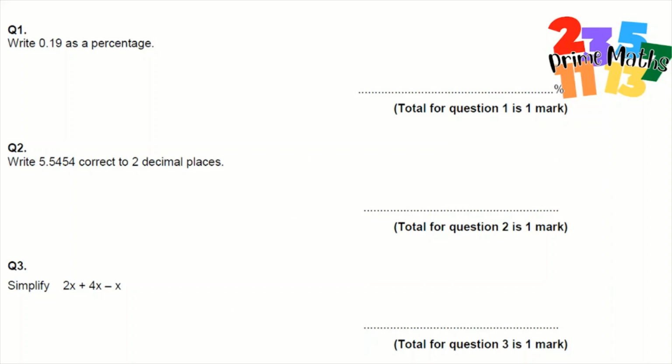Question 1 wants us to write 0.19 as a percentage. To change to a percentage, we multiply by 100 to give us 19%.